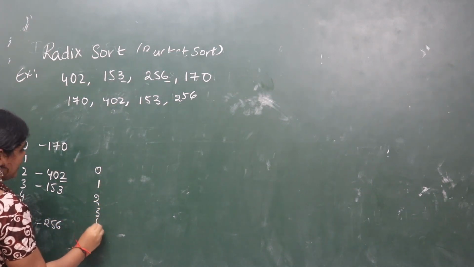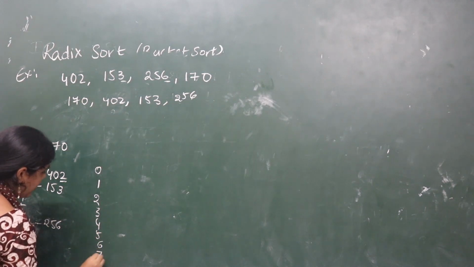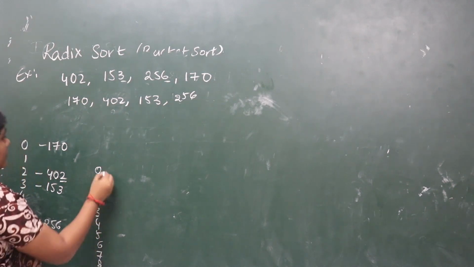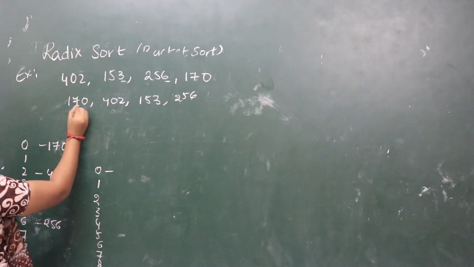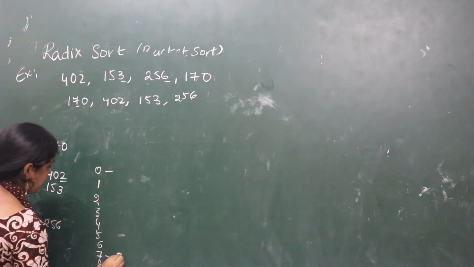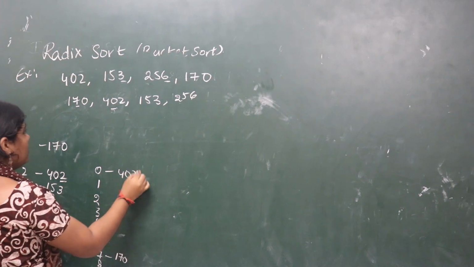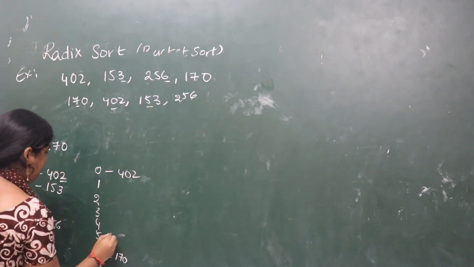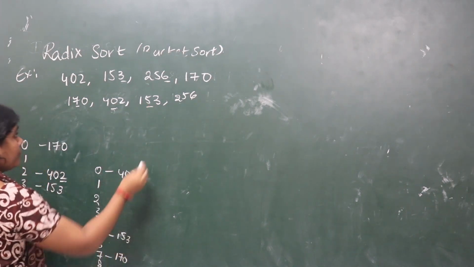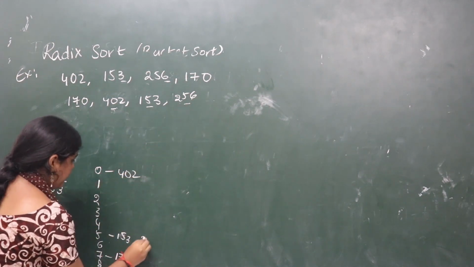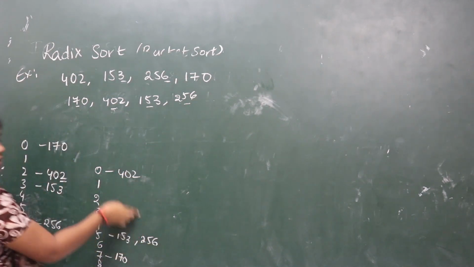The tens position input we take from the sorted order given by the ones position. So the tens position is 7, so 170, 0, 402, 5, 153, 5, 256. We are going to write this again.